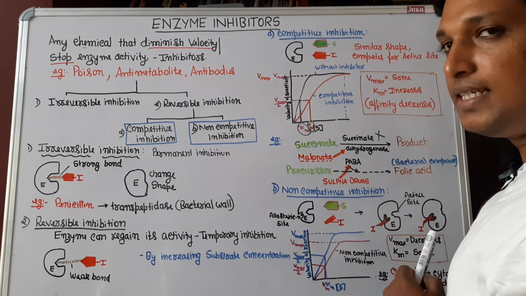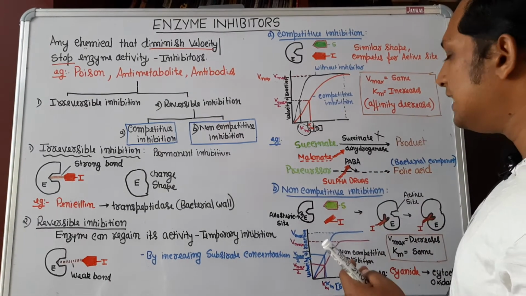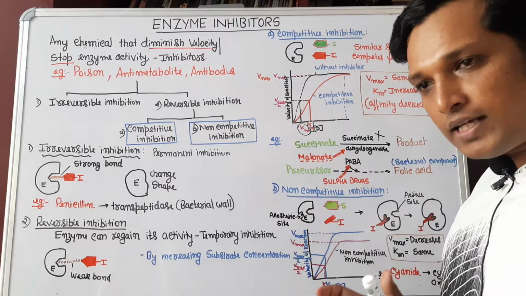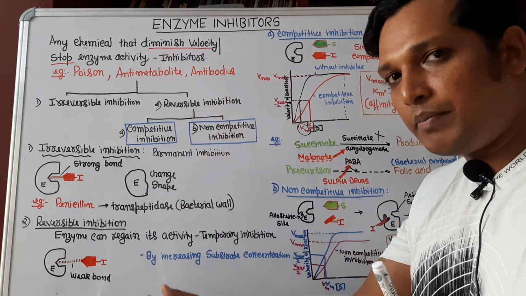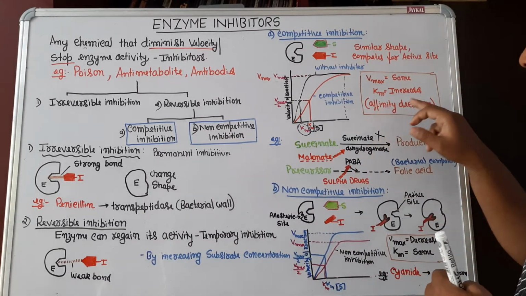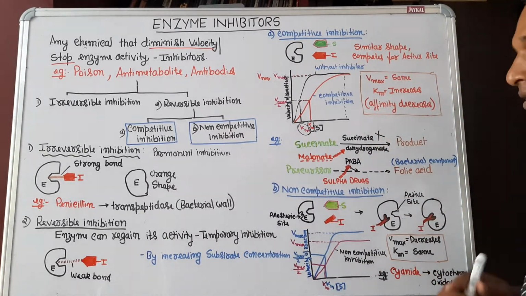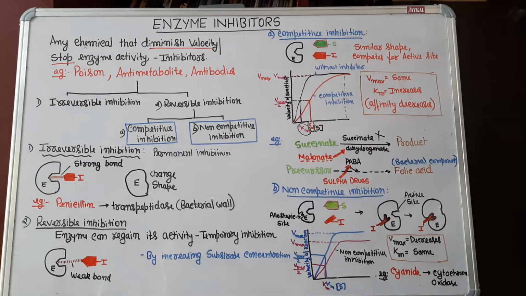So Km increases. What do you mean by Km increases? The affinity of a particular enzyme towards the substrate in the presence of a competitive inhibitor decreases. I have written it as affinity decreases. So that is about competitive inhibition.